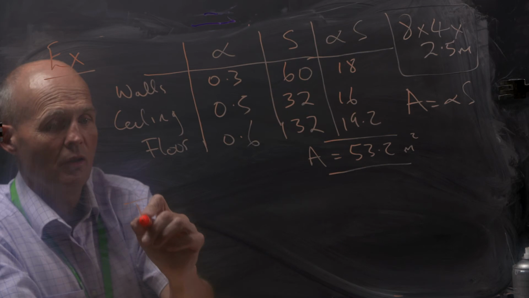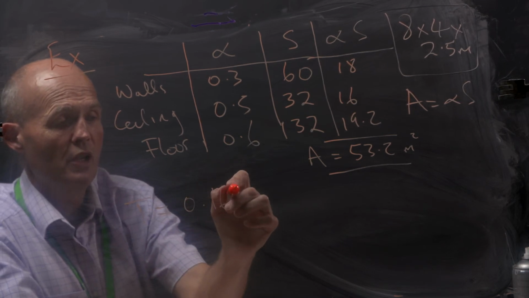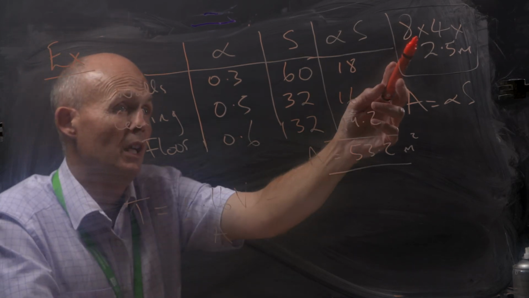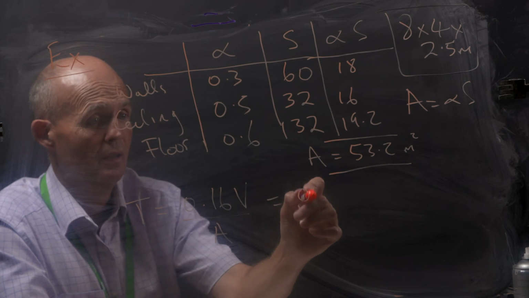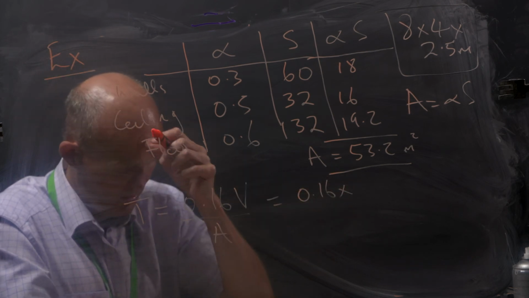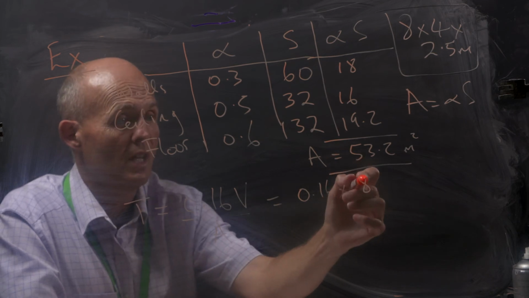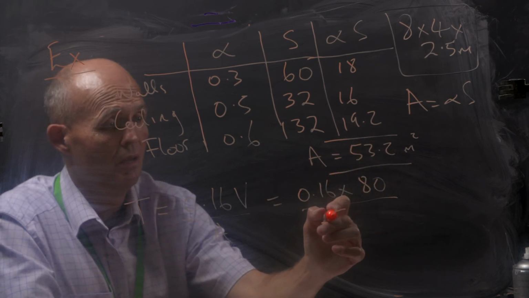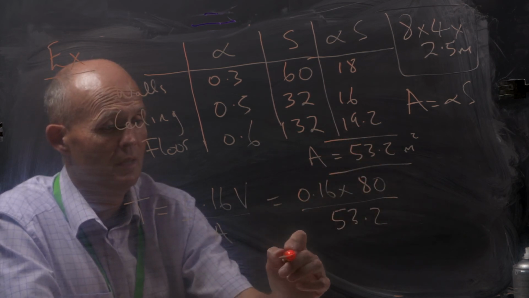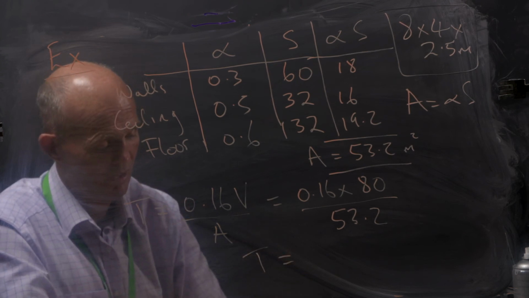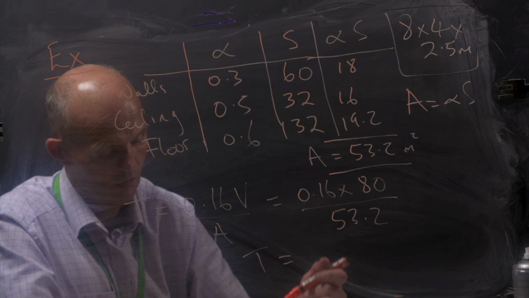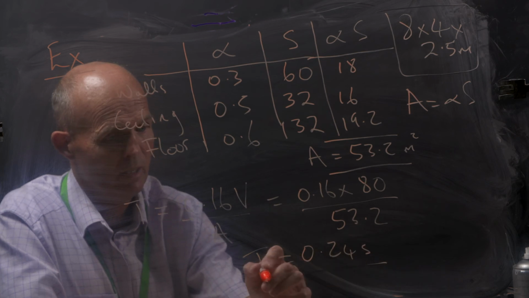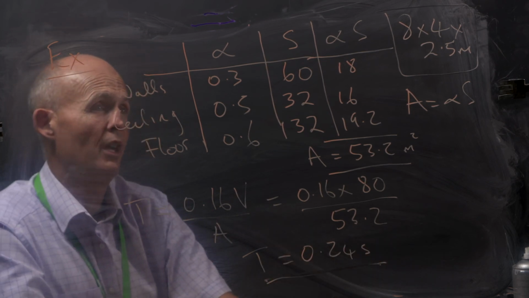So now we're in a position to work out the reverberation time of this particular space. The volume is simply 8 by 4 by 2.5, which works out at 80 meters cubed. And the absorption is the calculated value here, 53.2. If we work that out on your calculator, you'll get a figure of 0.24 seconds. So that's your reverberation time for that space.